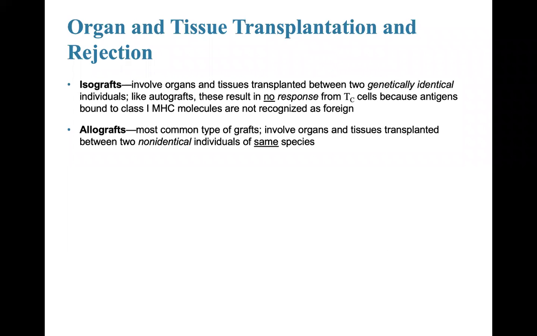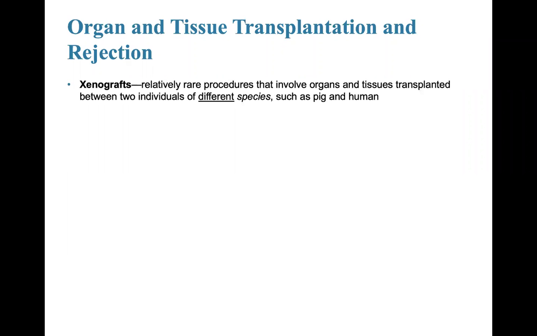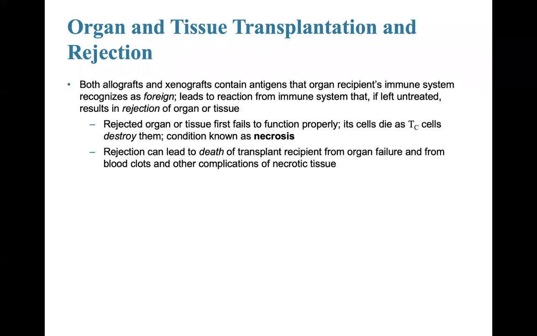Allografts, this is the most common type of graft. This involves organs and tissues transplanted between 2 non-identical individuals of the same species. And then finally, the 4th type is xenografts. This is a relatively rare procedure that involves organs and tissues transplanted between 2 individuals of different species, such as a pig and human. Both allografts and xenografts contain antigens that the organ recipient's immune system recognizes as foreign.